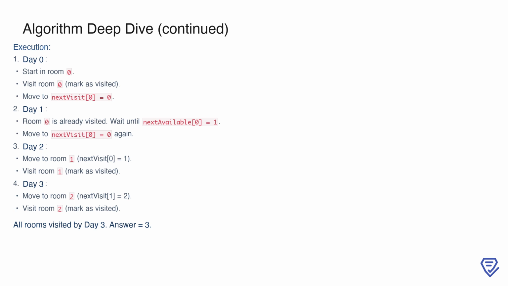On day 2, we proceed to room 1, as indicated by next visit[0], and mark room 1 as visited. On day 3, we move to room 2, as indicated by next visit[1], and mark it as visited. At this point, all rooms have been visited, and the process ends. The answer is day 3, as that's the first day when all rooms are visited at least once.